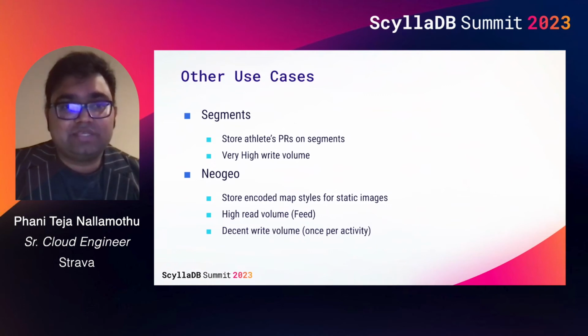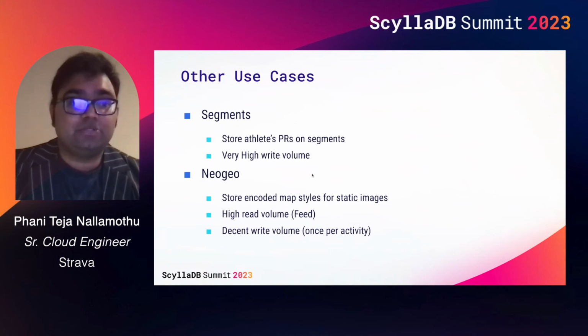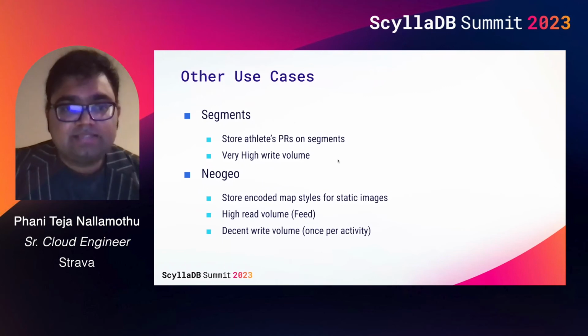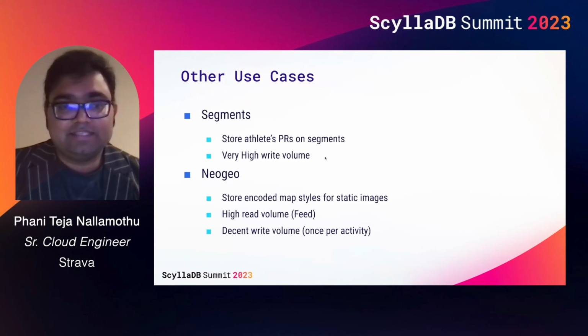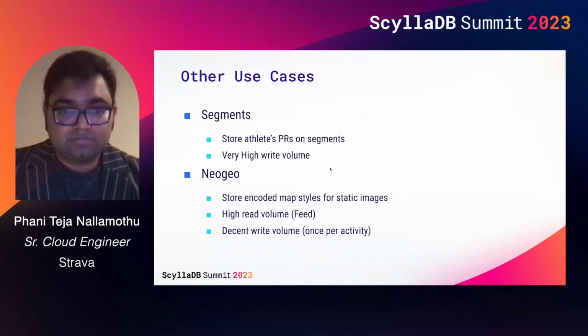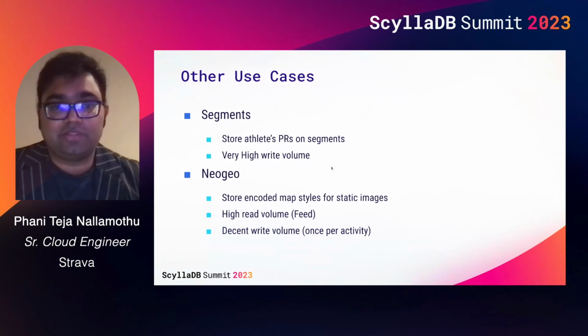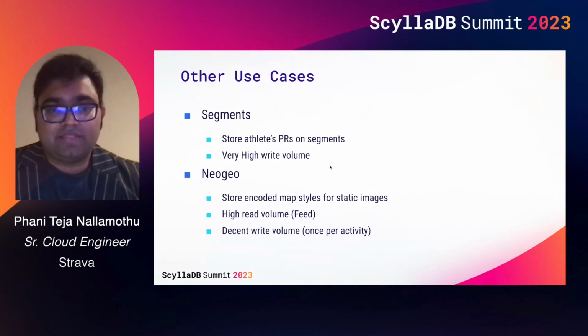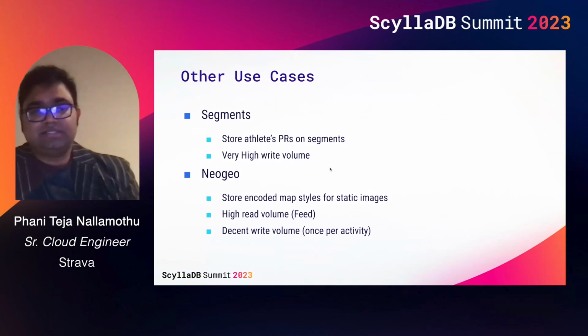And a couple of other use cases I would like to talk about are Segments and NeoGeo. Segments is where all the athletes' personal records are stored. And this is a very high write volume operation. I think ScyllaDB makes a good use case to store all this segments data. And the other one is NeoGeo, where we store encoded map styles for all the static images. This is a high read volume use case because these need to be loaded on the feed. And the write volume is also pretty decent. It's once per activity.